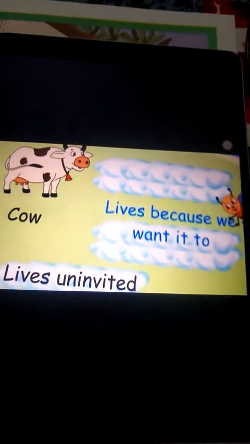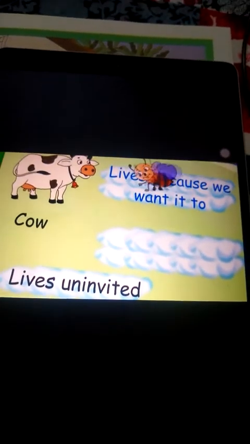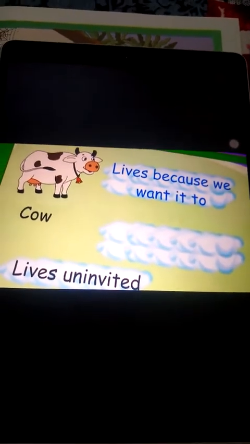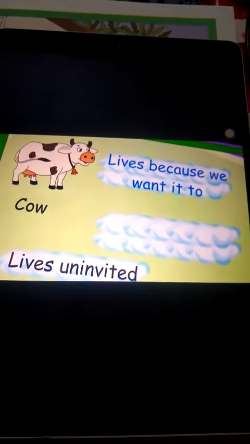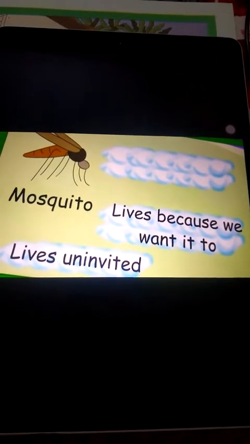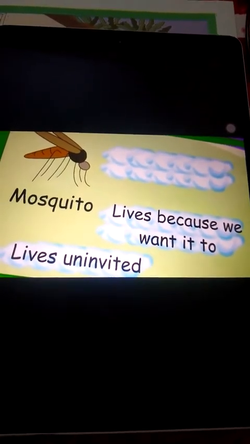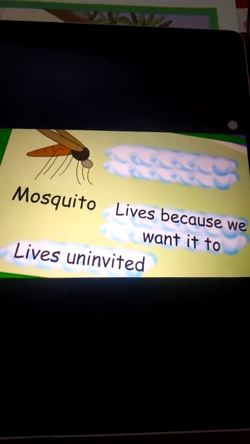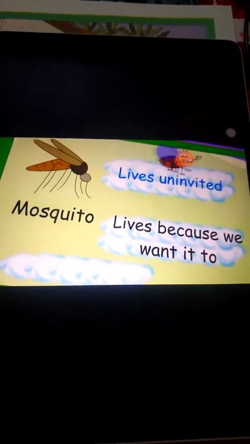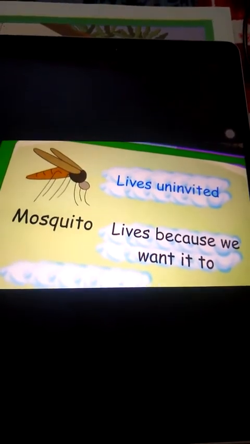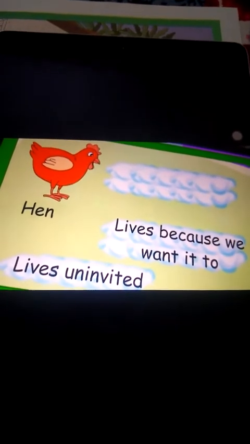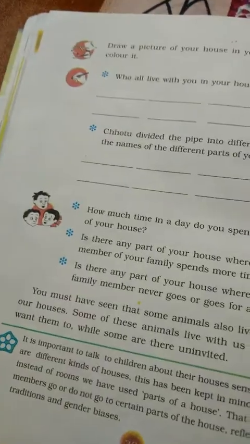This is a cow. It lives here because we want it to. It gives us milk. It is a mosquito. It lives uninvited in our house. It is also dangerous for us. It causes many diseases.